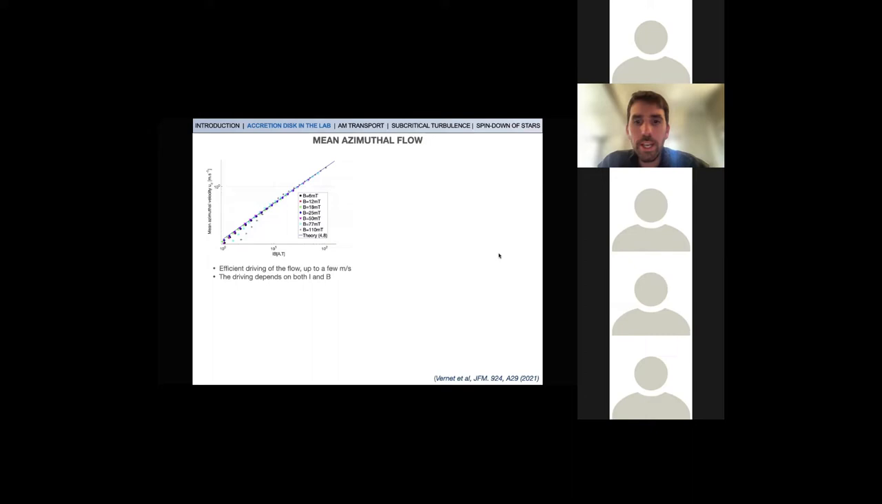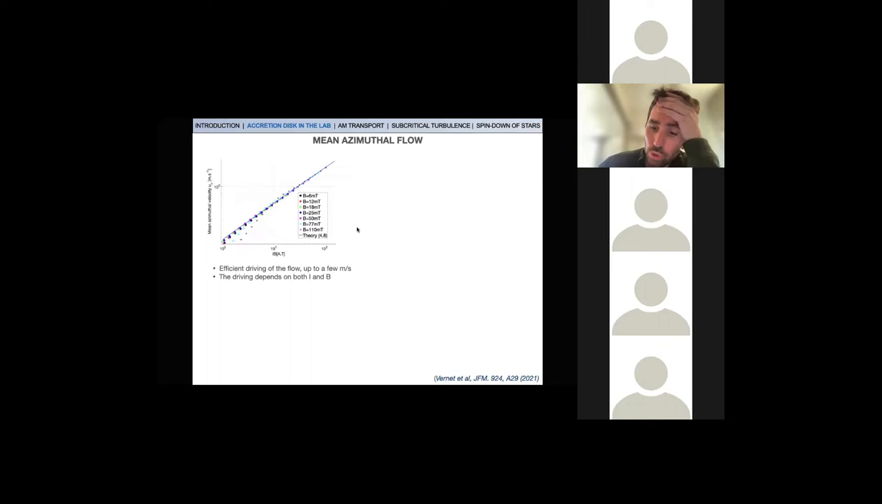They are reported in this paper here. I just want to discuss what is important for the angular momentum transport today. So here is the mean velocity, time average, measured in the middle of the disk, somewhere at mid height. It is plotted as a function of the forcing, which is the current I times the magnetic field B. And as you can see by this number here, we can reach several meters per second. So it's a very efficient driving. At full current, we can drive a very turbulent flow.